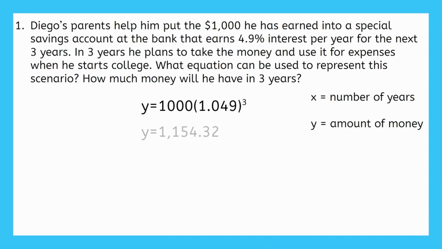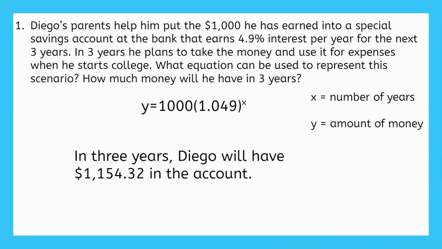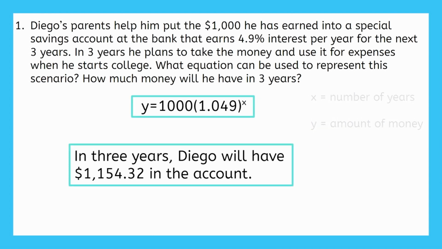I have that y is 1,154.32, which is the amount of money. This means that in 3 years, Diego will have $1,154.32 in the account that he could use for college expenses. We've found the 2 things we were asked for.